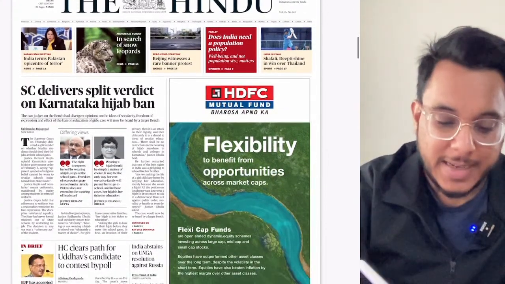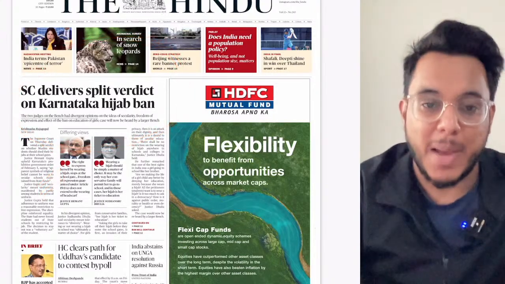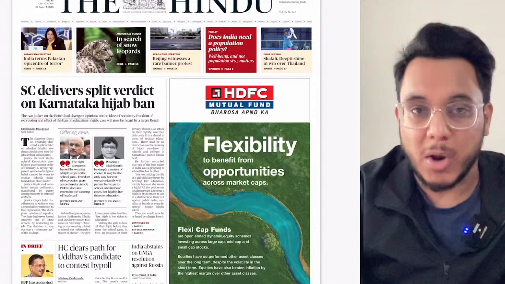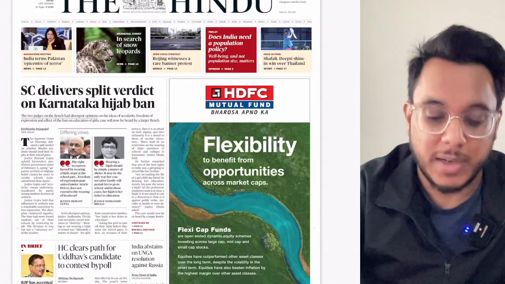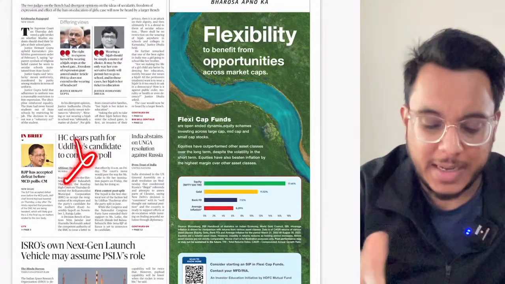So the first article guys is a very important one. Supreme Court delivers a split verdict on Karnataka hijab ban. We'll see this article because this issue was going on for so many days and now finally the judgment has come. Then after that, the political articles, not important.